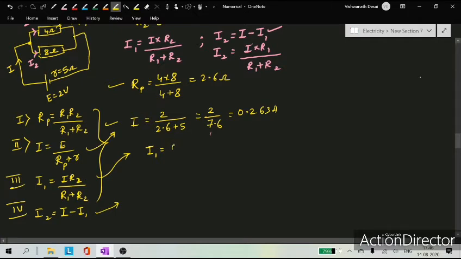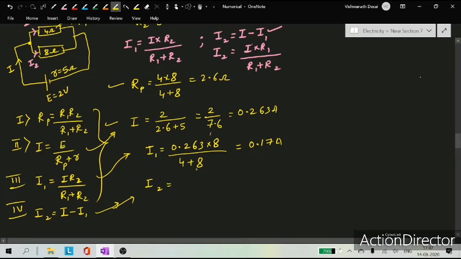So the value of I is 0.263 into R2 value, the resistance of other branch, which is 8, divided by R1 plus R2, that is 4 plus 8. Calculated, the value comes out to be 0.17 amps. And later I2 you can calculate by using this formula.